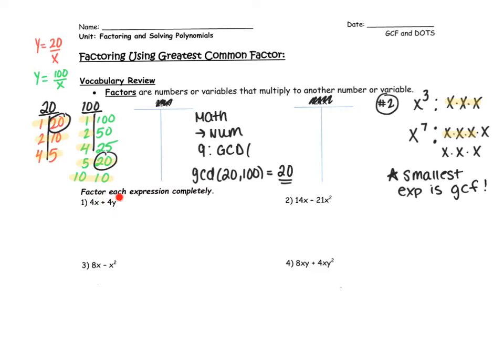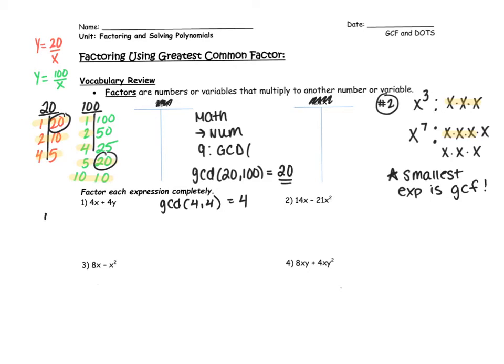Directions here say factor each expression completely. So I have 4x plus 4y. So if you need to find the greatest common factor, you can go ahead and use the calculator. Type in GCD of 4 and 4. Remember, the GCD only works for numbers, and it only works for 2 of them. So if you type that in, it's obvious the GCD should give you 4.